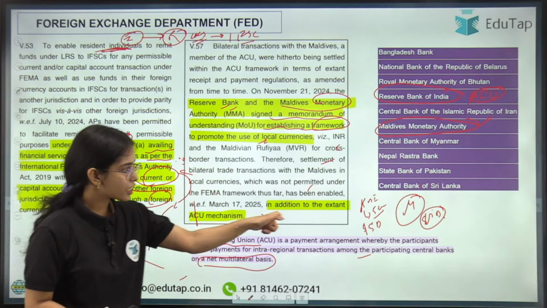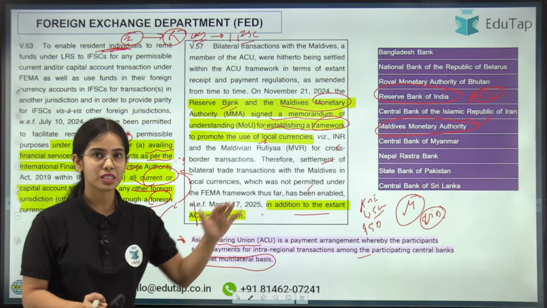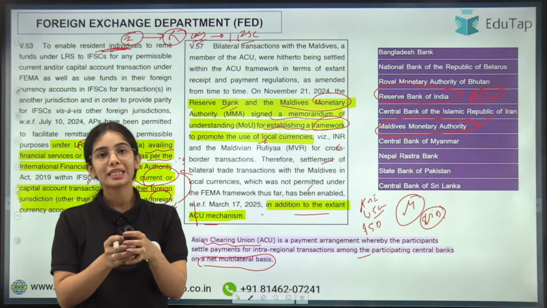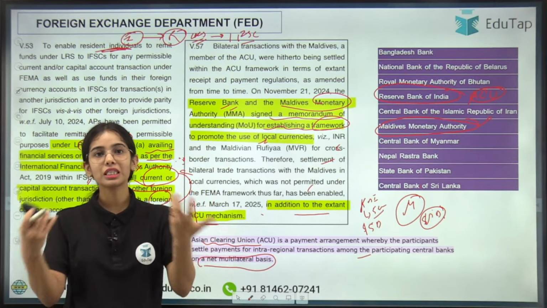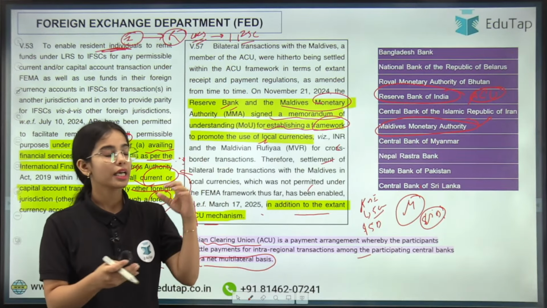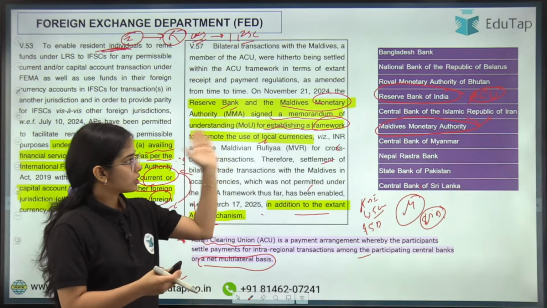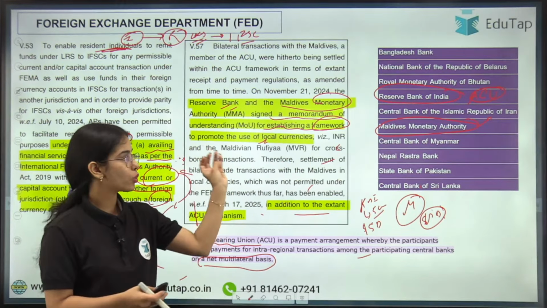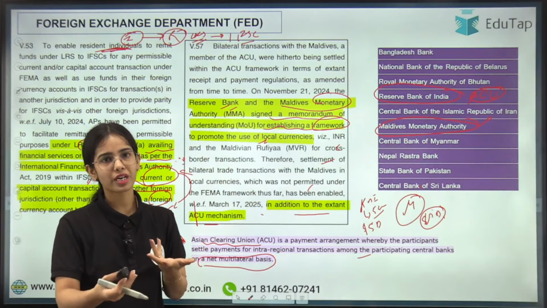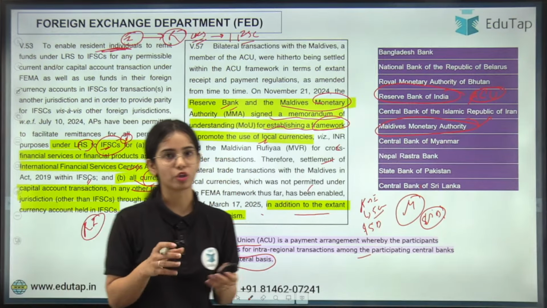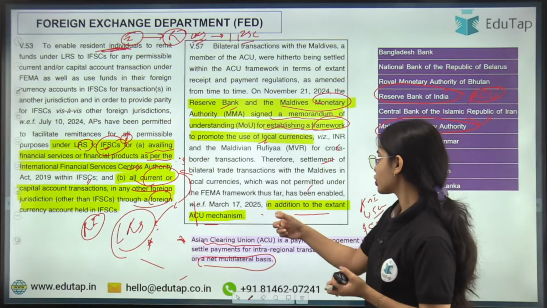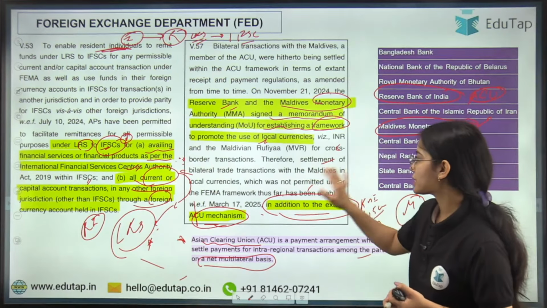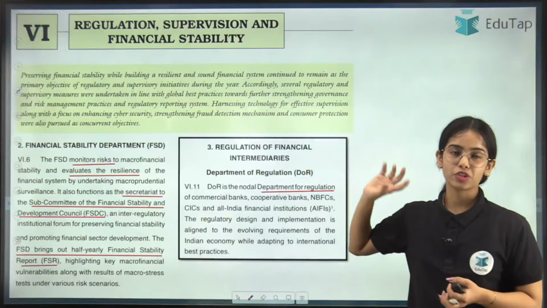Now, in addition to the existing ACU mechanism that is present between RBI and Maldives and the other countries, the RBI and Maldives also signed the MOU that they will allow transactions between these two countries in the local currencies, that is the Maldivian rufiyaa and the Indian rupees. So local currencies will be allowed for cross-border transactions. This is the idea: in addition to the existing ACU mechanism, now the local currencies are being permitted.